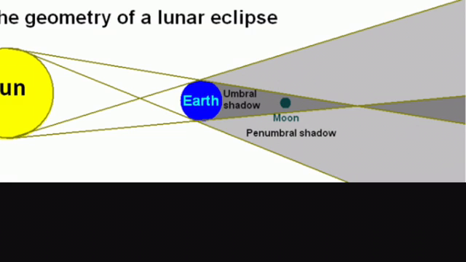This is a visual of a lunar eclipse. A lunar eclipse occurs when the moon passes directly behind the Earth into its shadow. This can occur only when the Sun, Earth, and Moon are aligned exactly or very closely so, with the Earth in the middle. A lunar eclipse can only occur at night of a full moon.